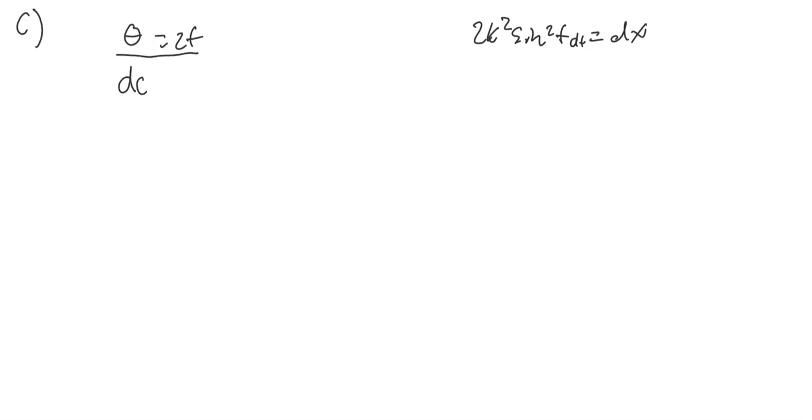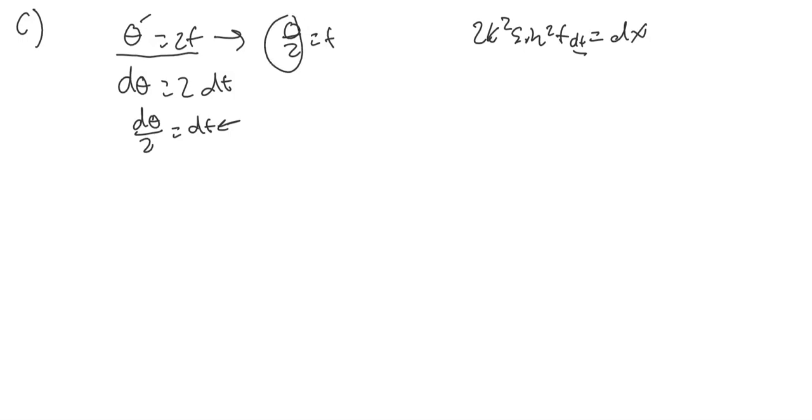Anyway, so we have theta equal to 2t, and if we take the derivative of this function, we get d theta is equal to 2 dt, and then d theta over 2 is equal to dt. And also if we solve for this, theta over 2 is equal to t. Alright, so what we're going to do is what they say and plug it in. This for this, and theta over 2 for t.